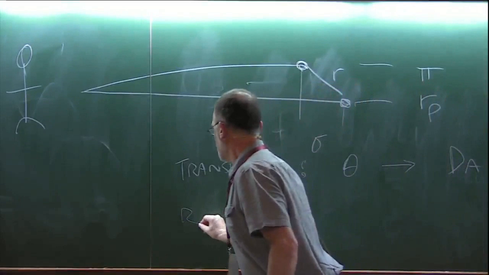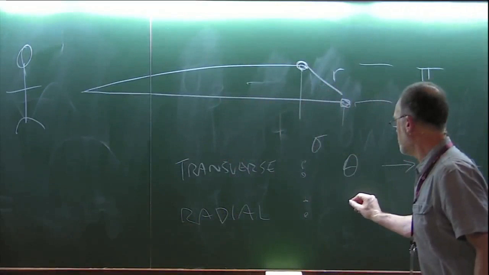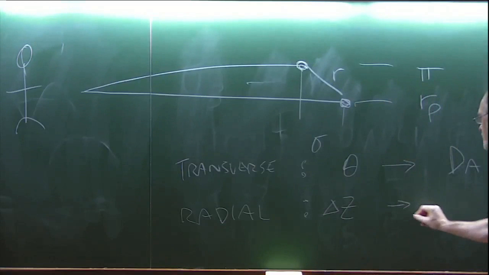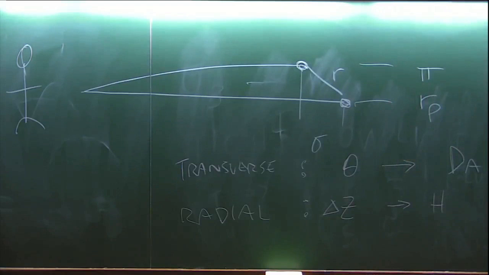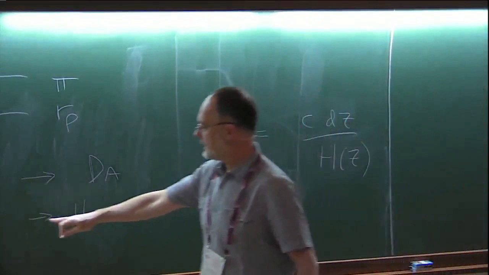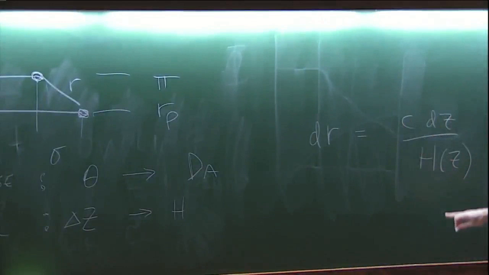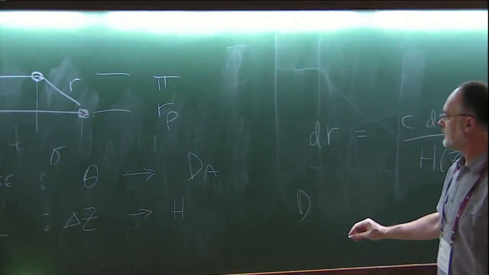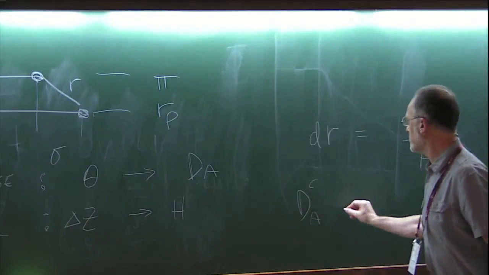If you're looking radially, you're measuring a change in redshift observationally, which means you're sensitive to the Hubble parameter. Just to be explicit, the change in co-moving distance is just c z on H of z. So that's why in the radial extent you're able to measure directly the Hubble parameter at the redshift you're looking to. And if you want the co-moving angular diameter distance, then you just have to integrate this c dz on H.